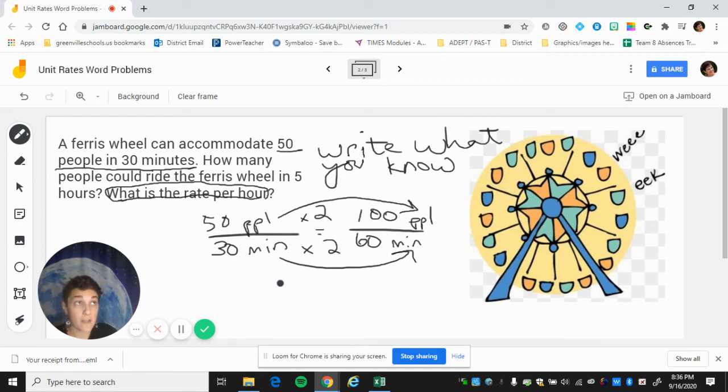Also, you could have just done this in your head. 50 people in half an hour, so that means 100 people in 1 hour. But the long way to do it is this way. Okay, so we know the rate per hour. It's 100 people per 60 minutes, or you could also say 100 people per hour. Now we have to figure out how many people could ride the Ferris wheel in 5 hours. You know the unit rate. You can now figure it out.